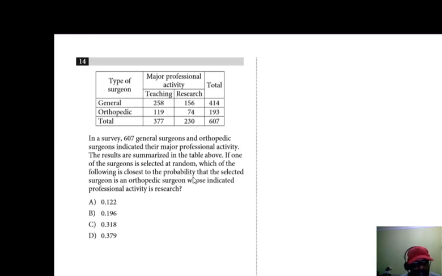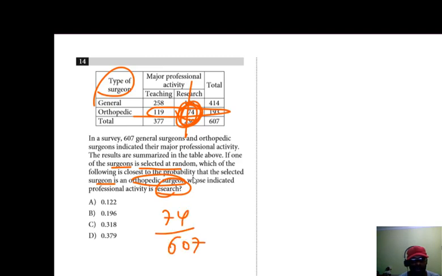so this one in the survey, 607 orthopedic surgeons indicated. Okay, if one of the surgeons is selected at random, which surgeon are we talking about? The total surgeons. Which of the following is close to the probability that the selected surgeon is an orthopedic surgeon whose indicated professional activity is research? So I should look here, this one. So it should be 74 divided by a total of 607.